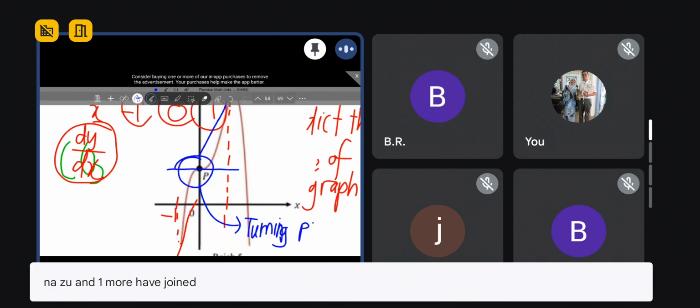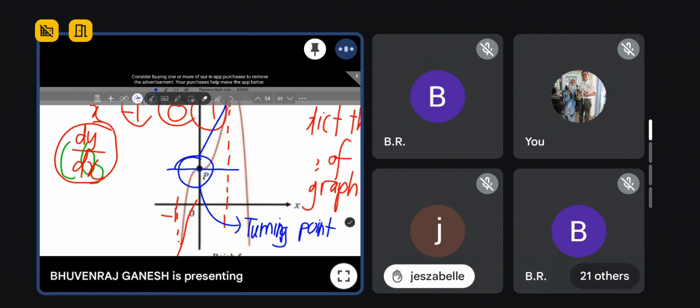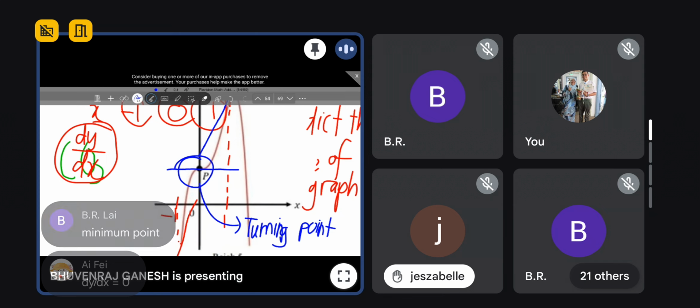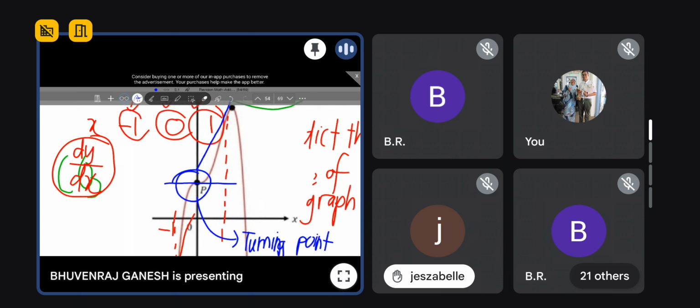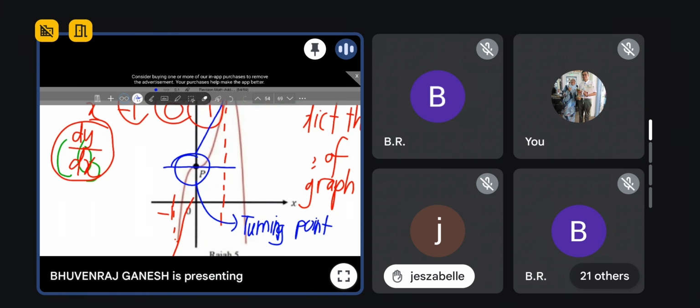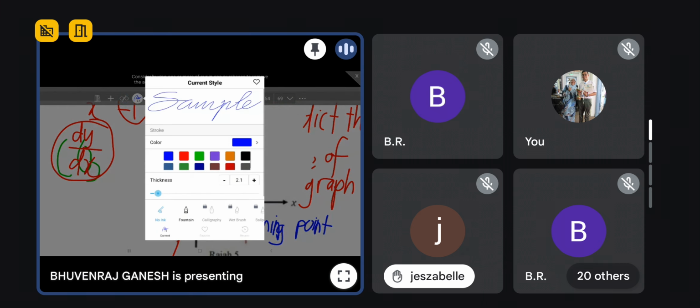Guys, do you know the definition of turning point? Can you all type to me? What does turning point mean? Yes, that is another term. Yes, stationary point. Can you describe what it means in words to me? Okay, can dy dx be 0? Yes. Okay, but the most important point, guys, is why do we call it a turning point? Okay, I explain to you.